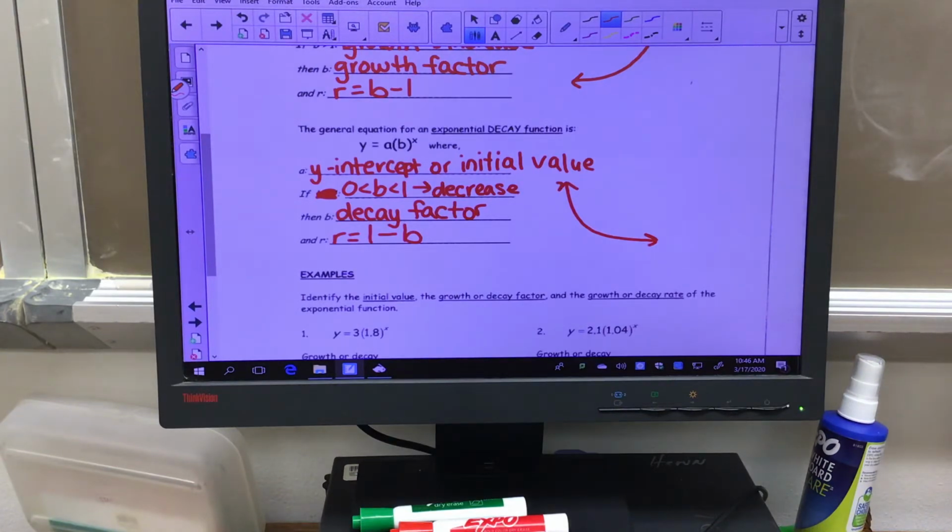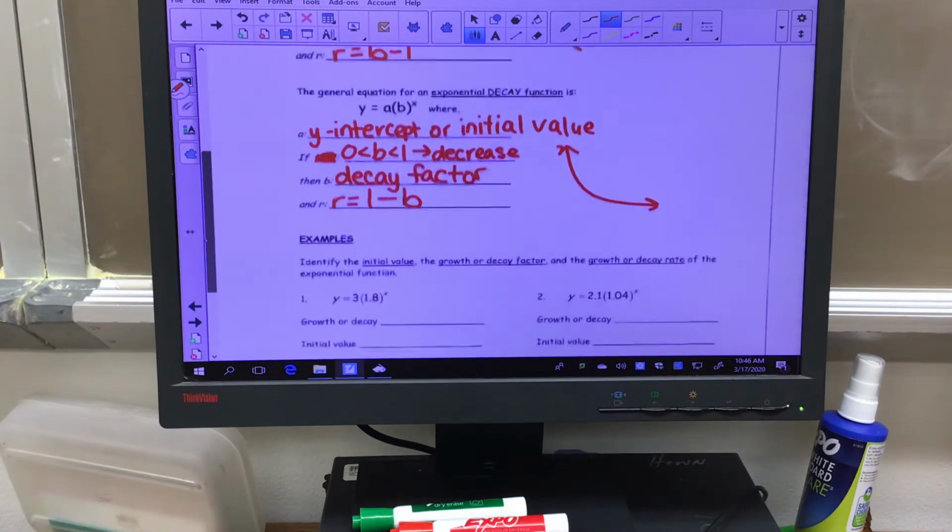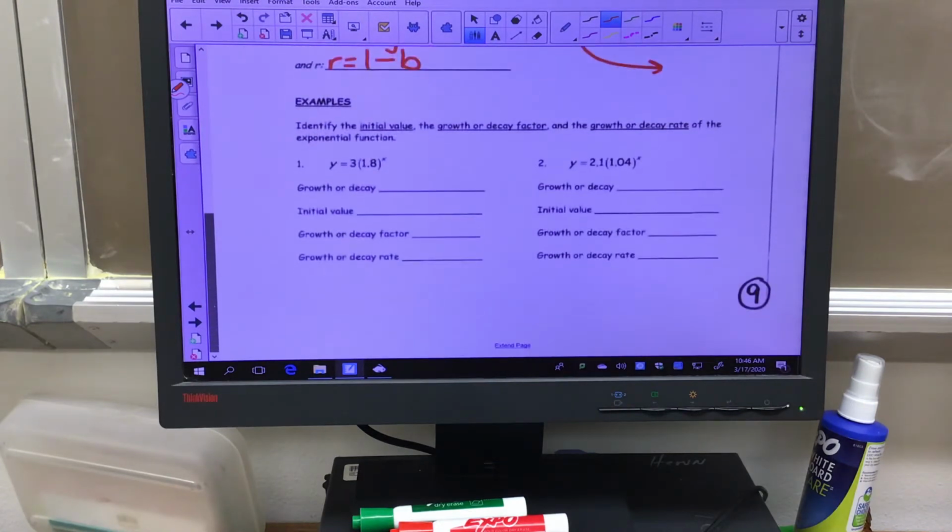So now, we can just look at equations to know if they're exponential growth or decay. We could also plug these into the calculator to at least know if they're going up or down. But I really want to look at the equation and focus on that, because I know many of you do not have a calculator. So for the bottom, we're identifying the initial value, the growth or decay factor, and the growth or decay rate of the exponential function. And then you're going to do some on your own.